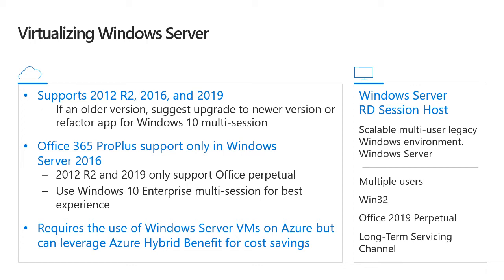It requires the use of Windows Server VMs on Azure, but you can also leverage Azure Hybrid Benefit for cost savings. If you're familiar with Azure Hybrid Benefit, it means that if you have Windows Server licenses with software assurance, you can get discounts on running virtual servers on Azure because you are paying for software assurance.